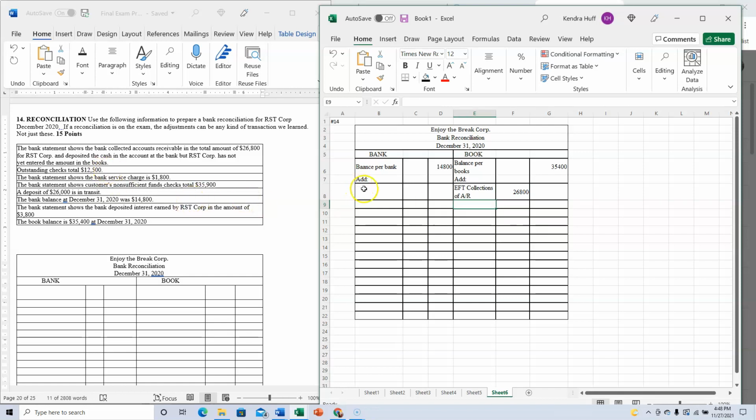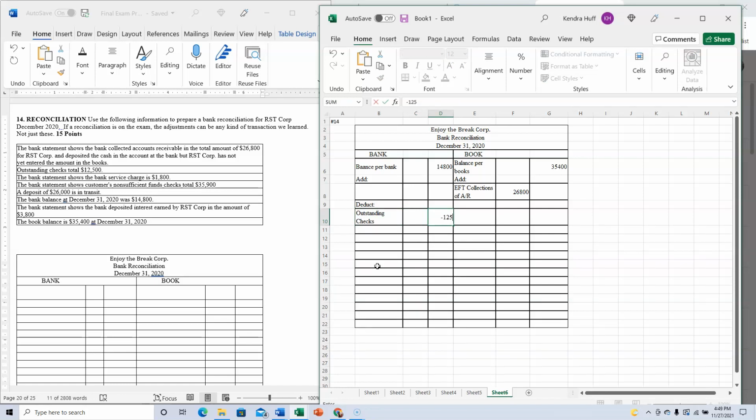Outstanding checks total 12,500. That's a deduction, so let me put deduct. Outstanding checks, minus 12,500. All right, then the bank shows the bank service charge is 1,800. So I'm going to come down here and do some deductions on the book side. That needs to come out of the books.